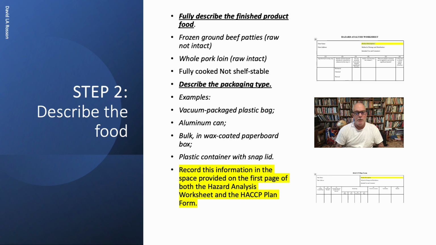Get into the package type. There's some examples for you on the slide. Is it vacuum package? Is it an aluminum can? Is it bulk? Make sure you record the specific information about your finished product. On the top right corner of there, you'll see it on the form on your hazard analysis worksheet and the HACCP plan. Step number 2, fully describe the finished product food.